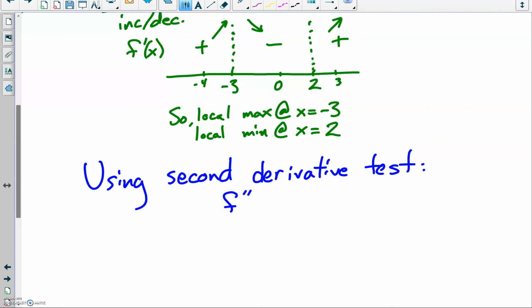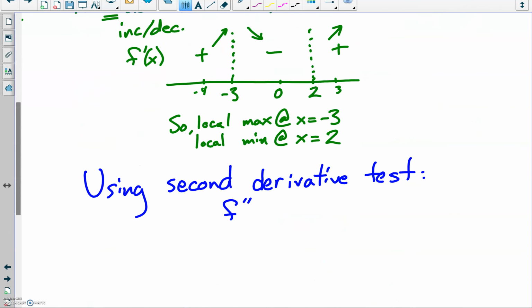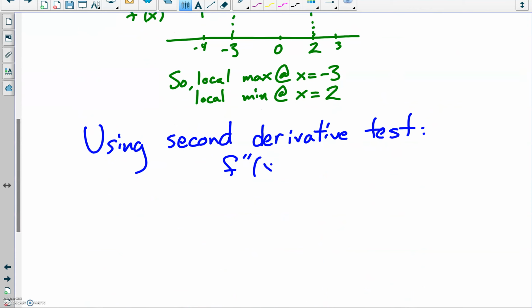So f double prime, we're going to go back up here and take this result and find the derivative of that, which will give us the second derivative. That will be 12x plus 6. So f double prime of x equals 12x plus 6.